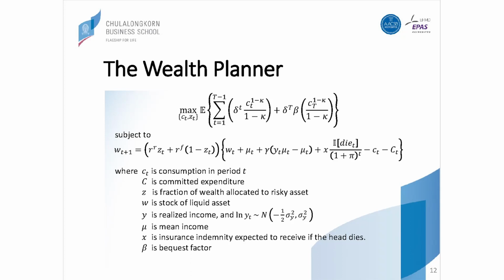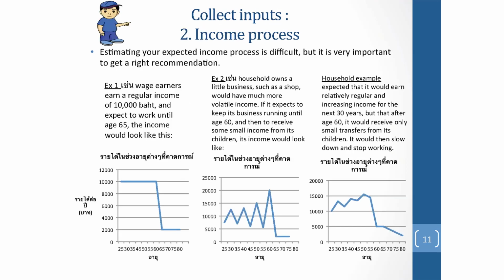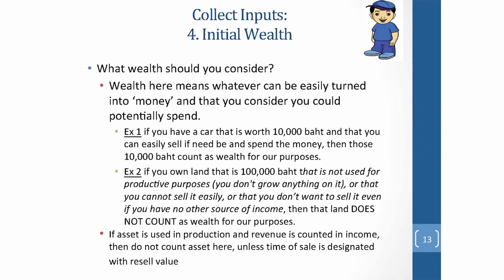So we can give them advice. The setting would be different, but the idea is the same. So with the wealth planner, we find out how much they're planning to give to their kids, if anything. We calibrated their income processes with trends and fluctuations. We looked at their committed consumption goals, and we're very careful about their initial wealth.